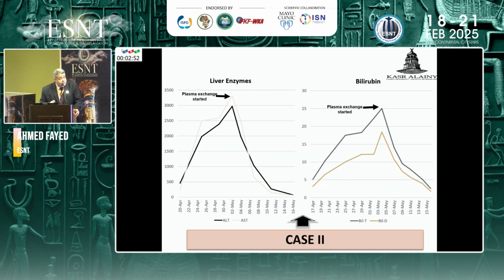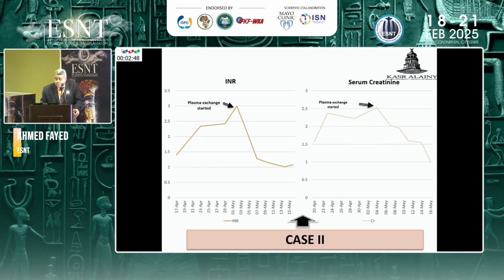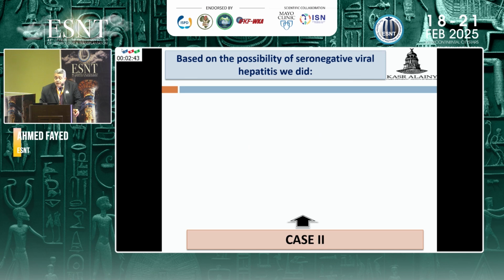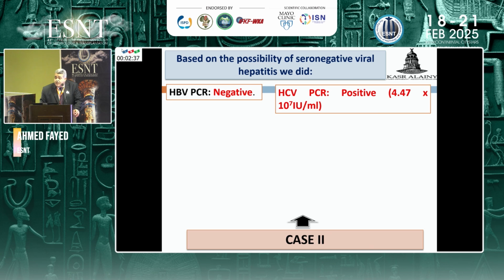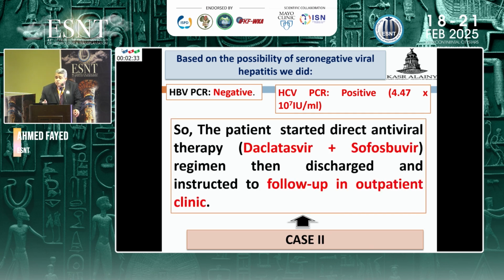And this is the graph, again, for the drop of the liver enzymes and the drop of the bilirubin, the drop of the INR, the drop of the serum creatinine, and based on the possibility of the seronegative viral infection, hepatitis B PCR is negative, and the hepatitis C PCR here is positive. And so the patient, after improving, started the ledipasvir-sofosbuvir regimen, then discharged for follow-up in the outpatient clinic.